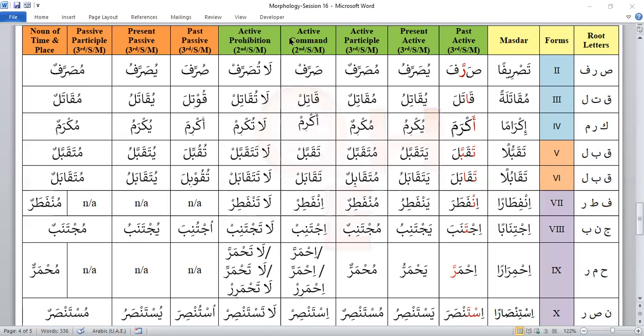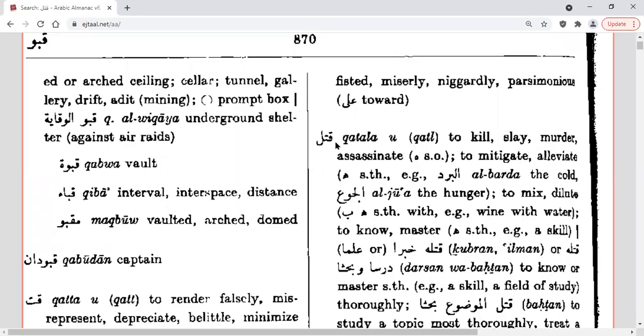Now I'd like to go a little bit into the dictionary. I'd like to show you how we're going to find the meaning for increased verb forms. Over here, I have already entered qaf, ta, lam. When we enter the root letters, immediately it starts with simple verbs, like form 1, what we learned. Regular simple verbs. So for example, this is mujarrad sahih, or simple verbs.